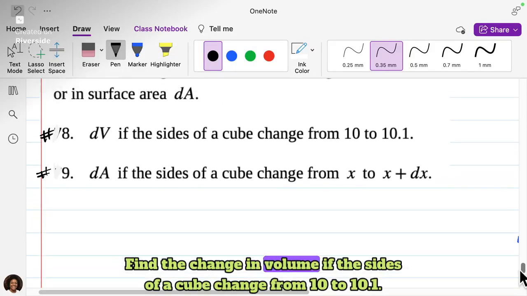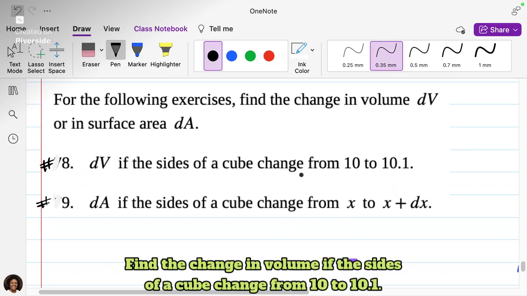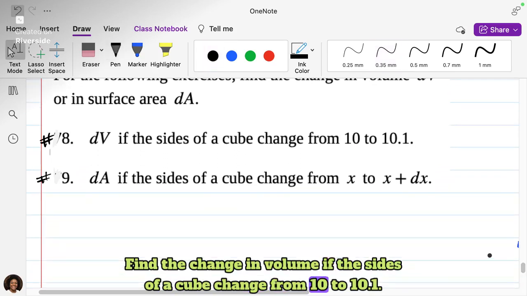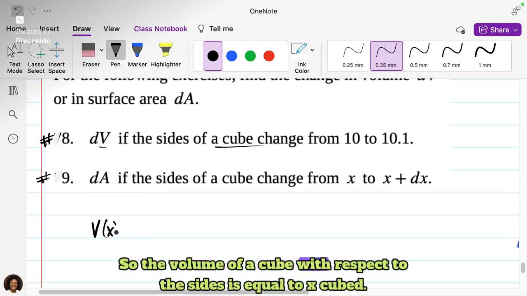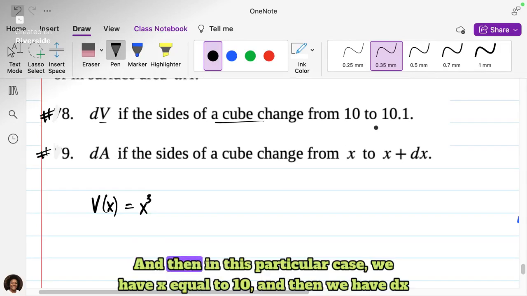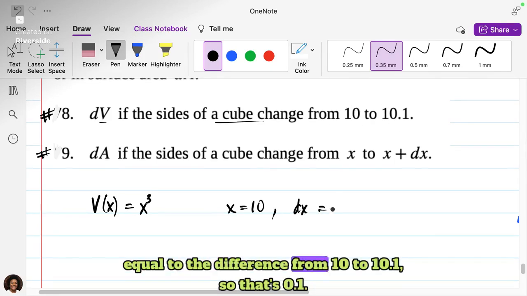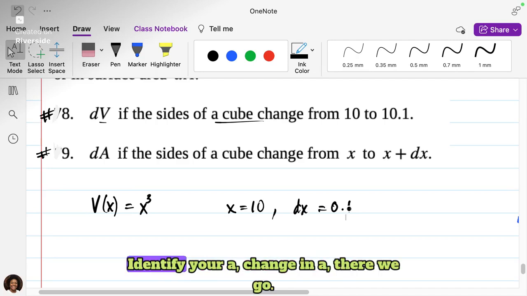Find the change in volume if the sides of a cube change from 10 to 10.1. So, volume of a cube, here's our equation. The volume of a cube with respect to the sides is equal to x cubed. In this particular case, we have x equal to 10, and then we have dx equal to the difference from 10 to 10.1, so that's 0.1. So that's how that works. Identify your x and your change in x, there we go.